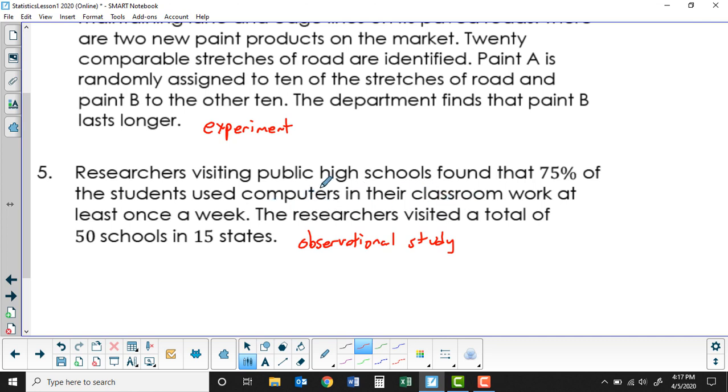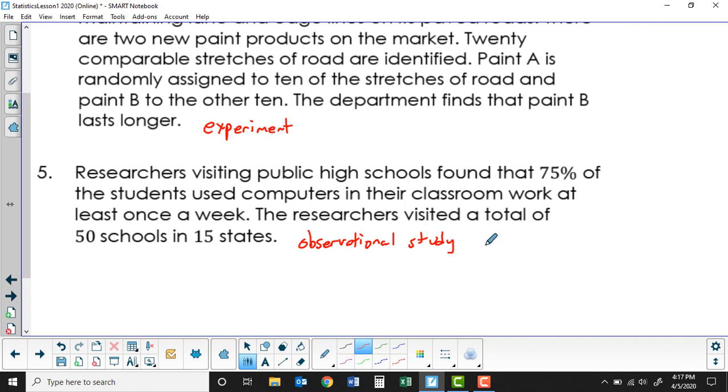I could see how this could be either an observational study or a sample survey, depending on how they got this data. If they were looking at data that already existed at the schools, then it's an observational study. If they are interviewing teachers and students and getting this data, then it's a sample survey. So it depends on which way you read this question. What we can tell is it is not an experiment.